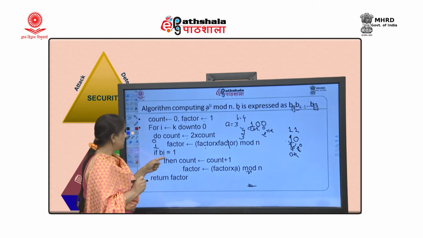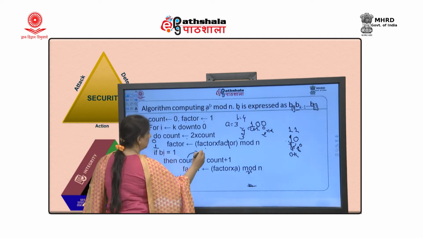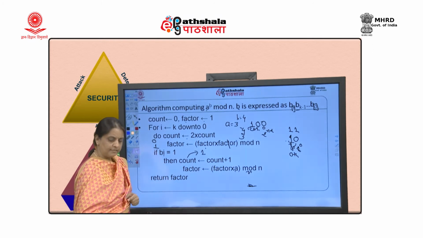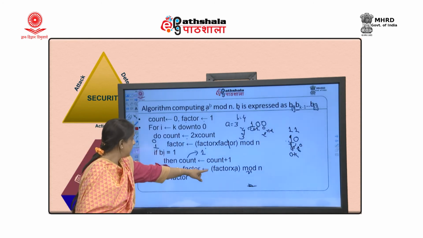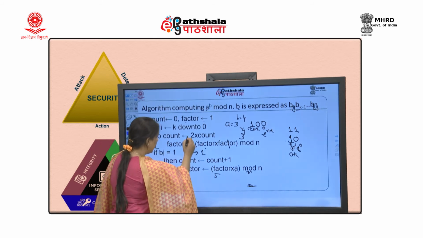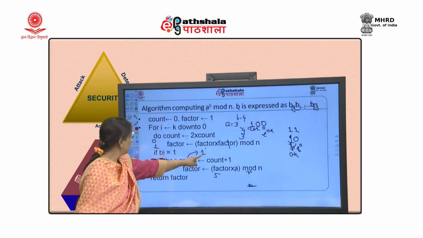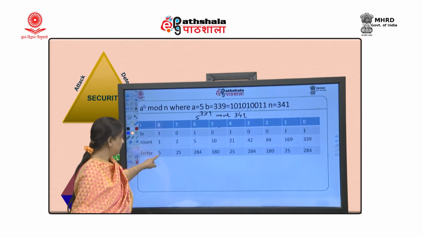At this position bi is 1. So, what do we have to do? We have to increment the count by 1 and factor would be factor into a. What was the value of a in our case? The value of a was 5. So, we have to say 5 into 1, that is 5. So, after the first iteration we would be getting count to be 1 and factor to be 5.